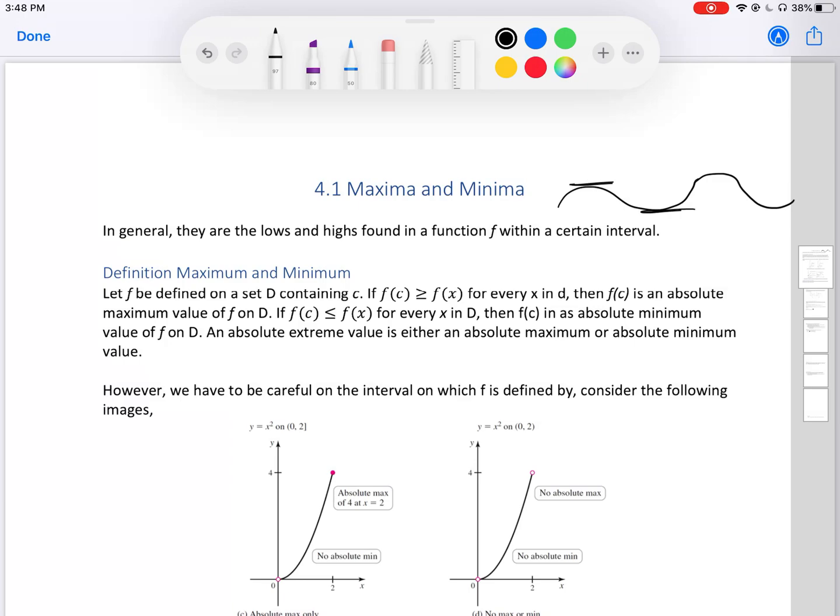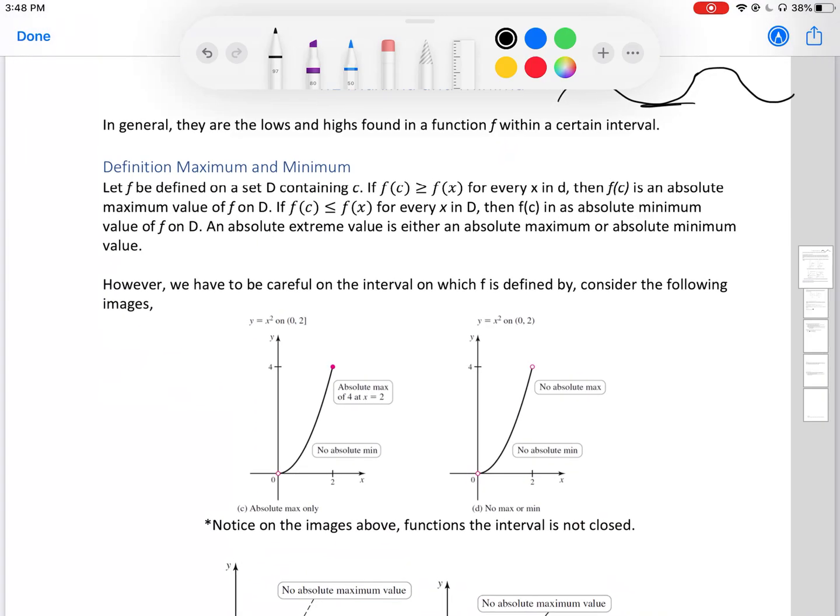These are maximums and minimums. We'll learn in this section how to find them and a bit more about some theorems that help us develop these ideas. To begin our definition of maximum and minimum, let f be defined on a set D containing c. If f of c is greater than or equal to f of x for every x in D, then f of c is an absolute maximum value of f on D. If f of c is less than or equal to f of x for every x in D, then f of c is an absolute minimum value of f on D.